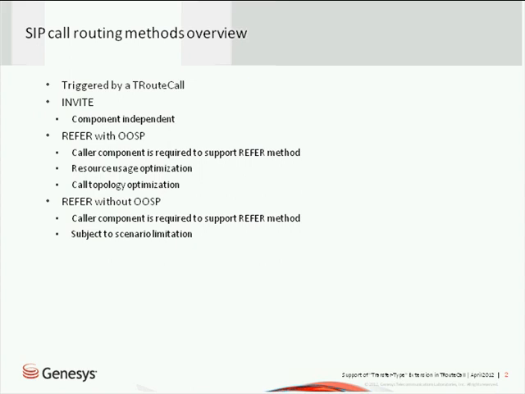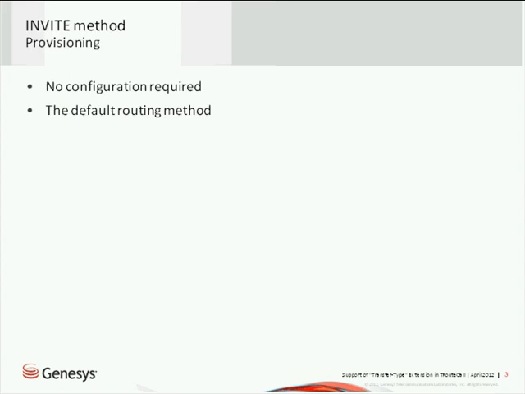The third method is refer with staying in the signaling path. From a high-level point of view, it's very similar to the first method, invite. But from my point of view, invite is better. We'll talk about it later. Why? Because refer with staying in the signaling path is subject to scenario limitations. I will describe it a bit later.